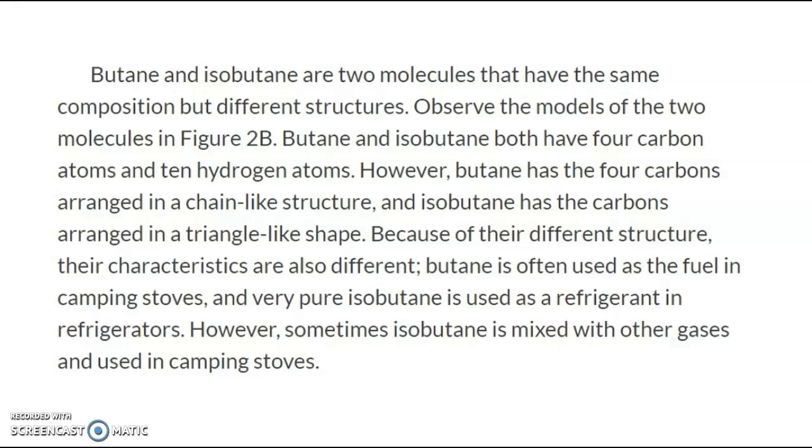Butane and isobutane both have 4 carbon atoms and 10 hydrogen atoms. However, butane has the 4 carbons arranged in a chain-like structure, and isobutane has the carbons arranged in a triangle-like shape. Because of their different structure, their characteristics are also different. Butane is often used as the fuel in camping stoves, and very pure isobutane is used as a refrigerant in refrigerators. However, sometimes isobutane is mixed with other gases and also used in camping stoves.